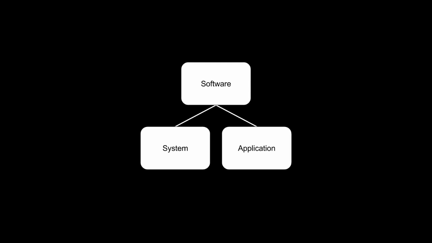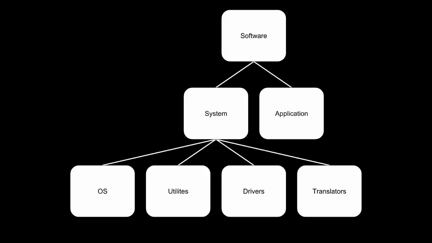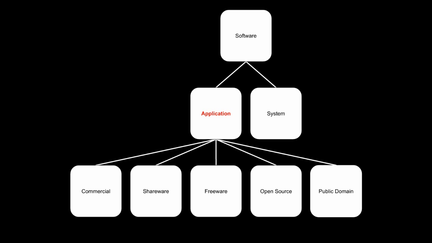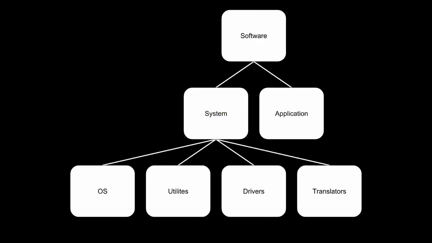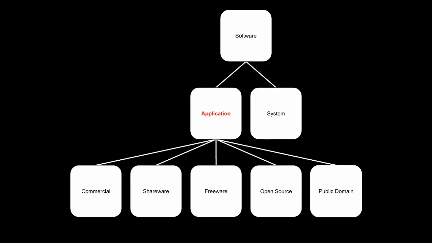Thank you. So break software into system software and application software. And so we could further break up system software into your operating system, your utilities, your drivers, and your translators. That's just different categories. We'll learn about all those categories, right? And we could break up application software into commercial, shareware, freeware, open source, and public domain. That's all by license type, which is kind of a stupid way to break it up, but those are different licenses.